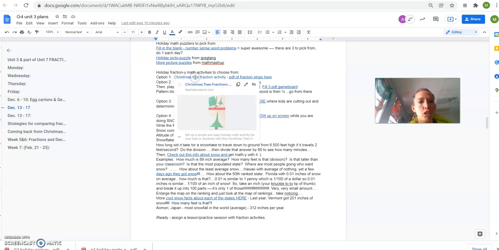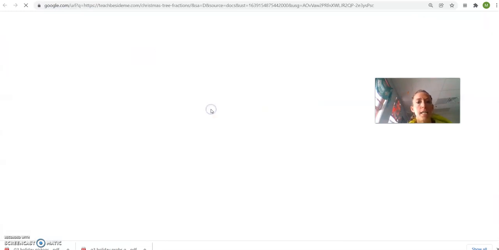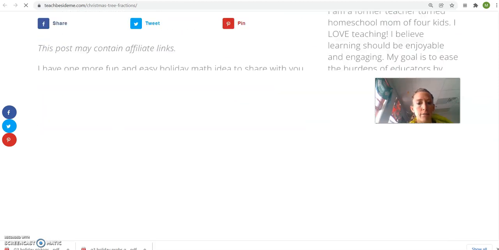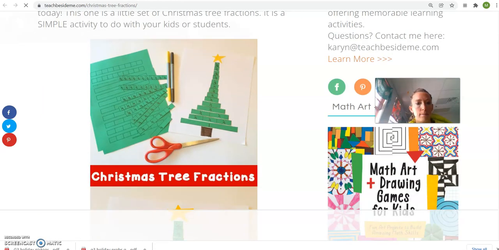We have the Christmas tree fraction activity. The picture is pretty self-explanatory on what you could do: giving the kids some fraction strips, and they go ahead and make a Christmas tree out of it. Doesn't necessarily have to be the fractions that are in this picture. This does cost money, this template.